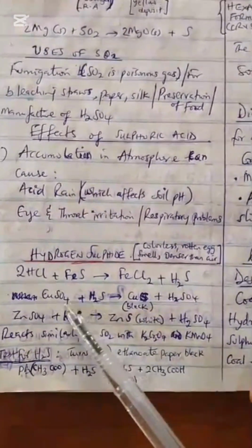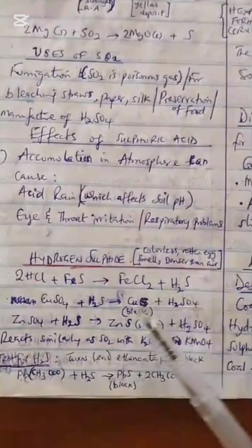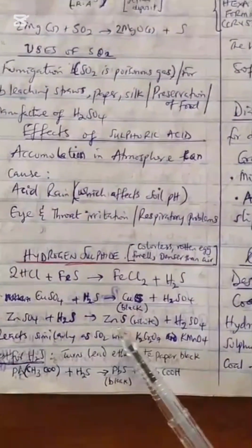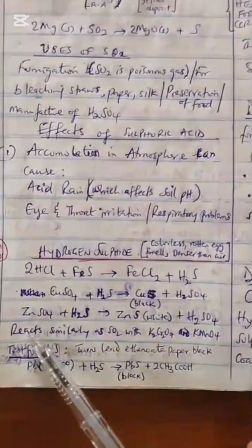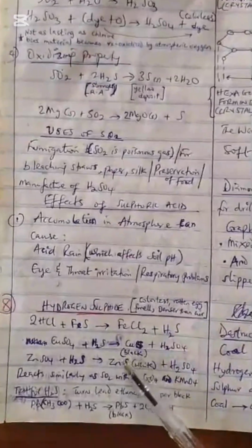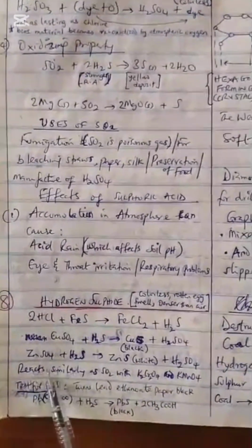So it reacts with copper sulfate to give you the black copper sulfide and the acid. It also reacts with zinc sulfate to give you white zinc sulfide and the acid. So hydrogen sulfide has reducing properties.